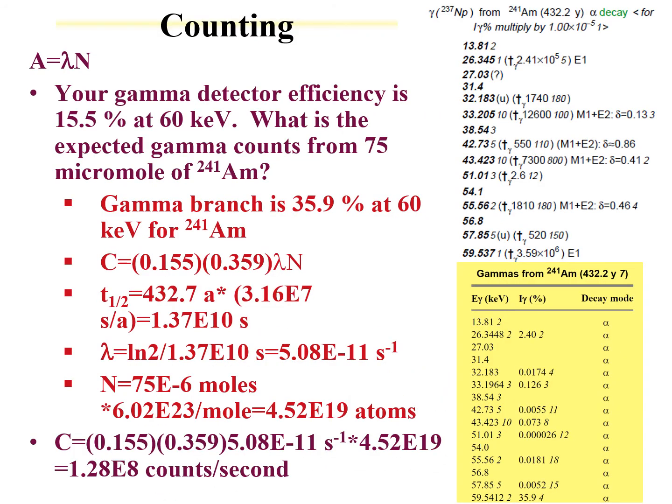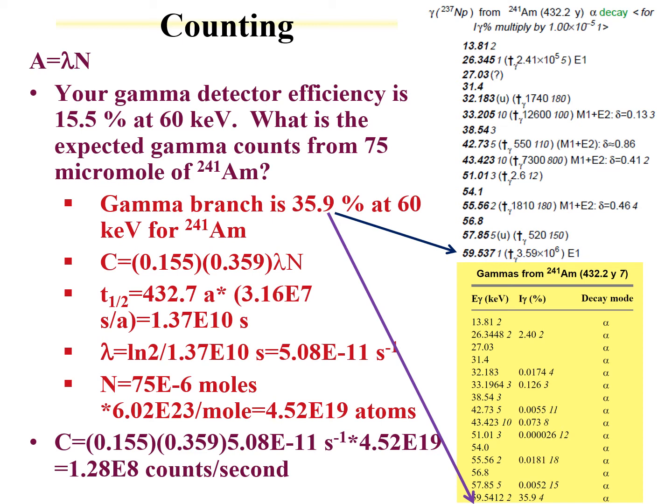We can use, again, activity equals lambda N from an example where we actually do some counting. Let's say you've got a gamma detector, and at 60 keV, the efficiency is 15.5%. What is the expected gamma count from 75 micromoles of americium-241? Well, I use this information here to get the gamma branch for americium-241.